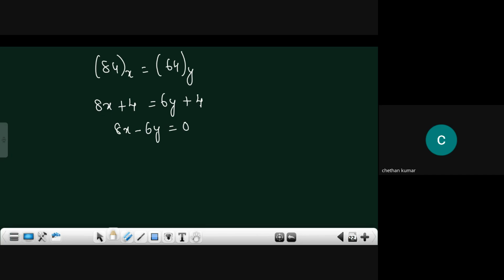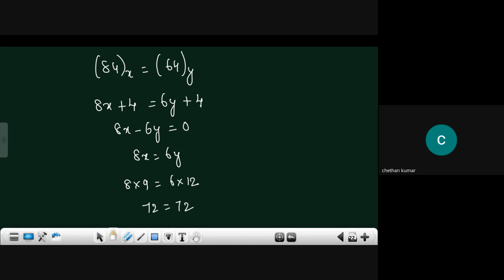You understood? If you take 8x is equal to 6y, then you substitute the right values. So this is 8 into 9, and 6 into 12. What is 8 into 9? 72. 6 into 12 is also 72. Okay, 8 into 9 is 72, not 76. So 72 is equal to 72.